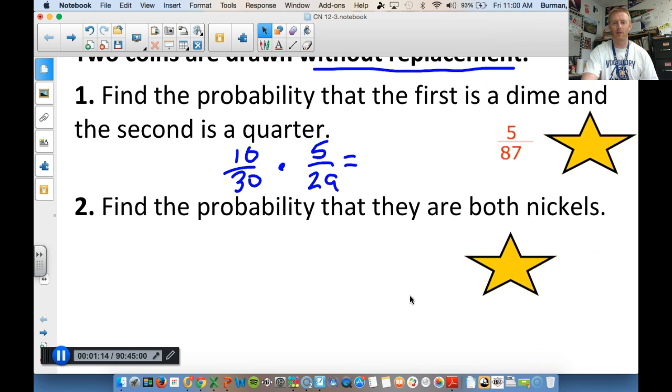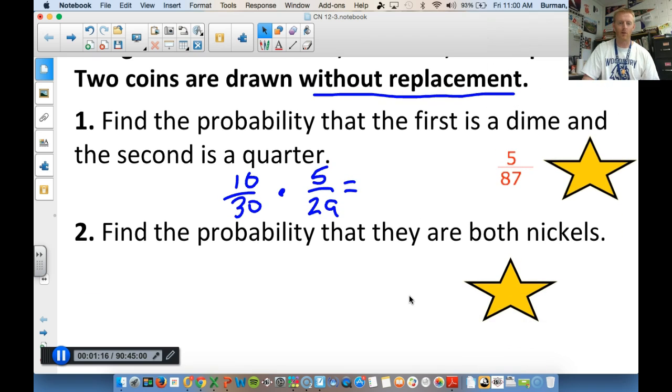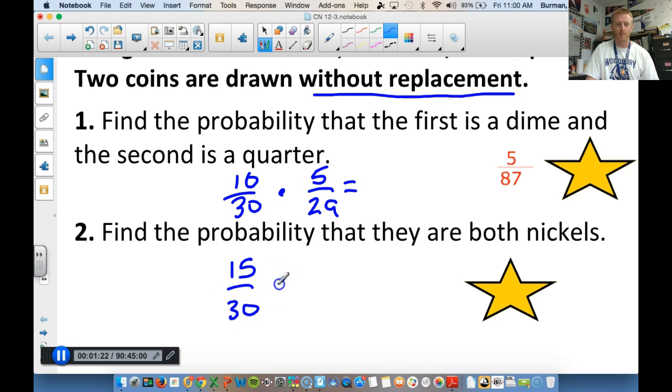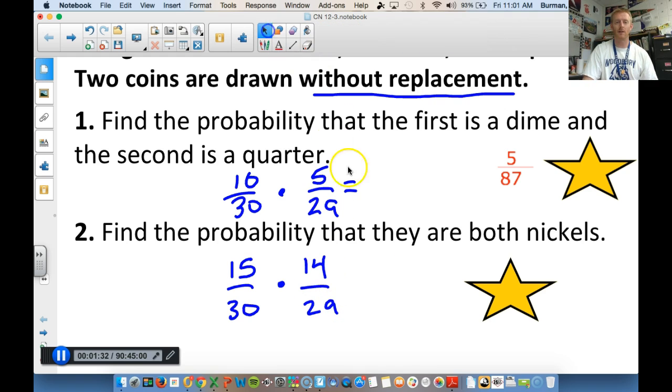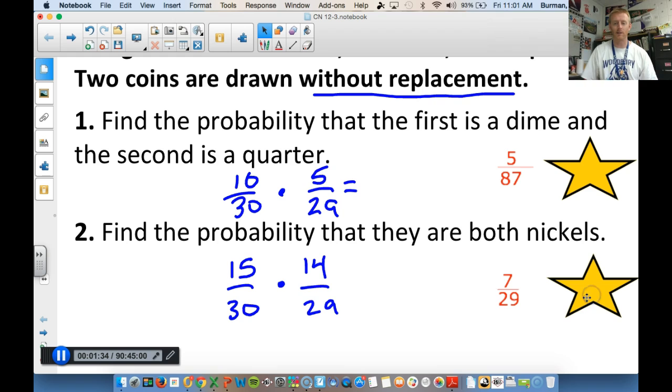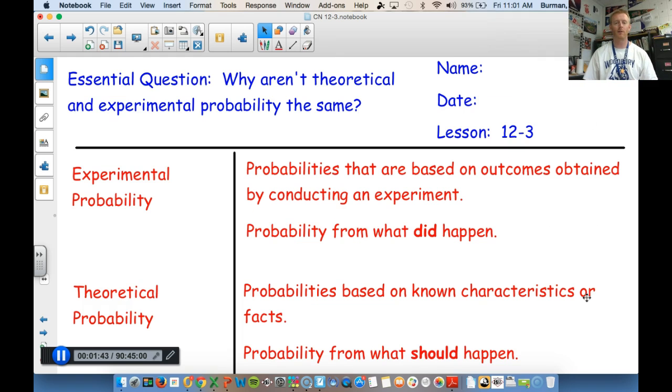Alright, find the probability that they are both nickels. So the first one is 15 out of 30, which is 1/2. But we'll leave it as 15 out of 30, and then since a nickel's been removed, now there's only 14 nickels left out of the 29. So you multiply those two things together, and a simplified answer is 7/29. So that's the information for what we did in 12.2, and now we're moving on to 12.3.